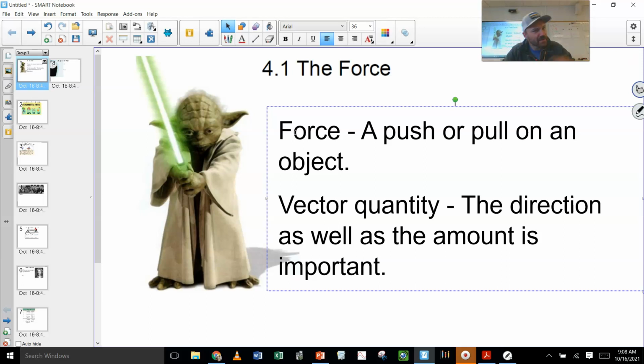Am I pushing you forwards? Am I pushing you backwards? Am I pushing you up? Am I pushing you down? Am I pushing you left? Am I pushing you right? So it's a vector quantity in that it's got a direction and a magnitude. Magnitude meaning how much, the amount.